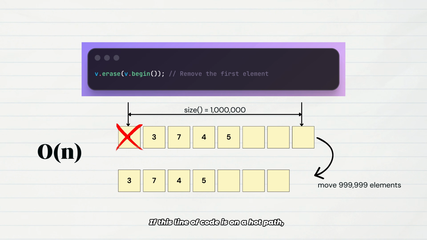If this line of code is on a hot path, like a game's frame update loop, or a high-frequency data processing logic, it can directly cause a performance crash, making the program unbearably slow.